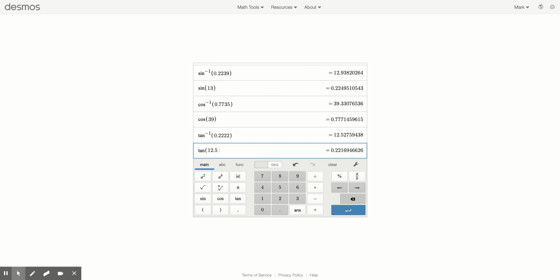If you know what the ratio is and you want to find the angle, you use tan inverse or cos inverse or sine inverse. If you know what the angle is and you want to find out what the ratio between the two sides would have been, that's where you use sine or cos or tan.